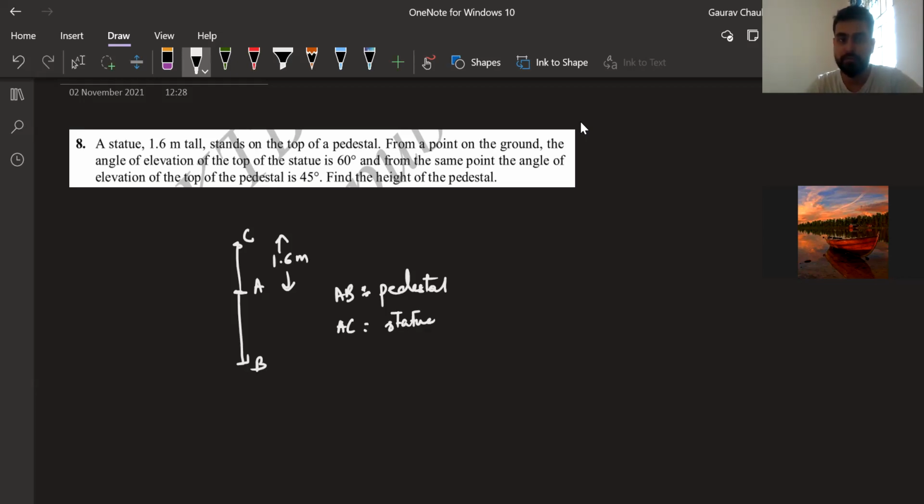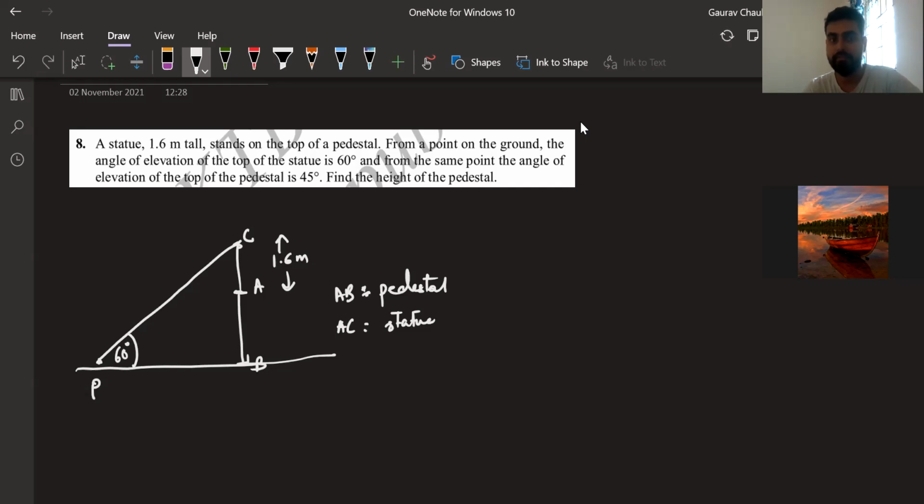Now, from a point on the ground, obviously there's always a point on the ground from where we are looking, the angle of elevation of the top of the statue, which means C is the top of the statue. So you're looking at C, let's call this point P. This angle of elevation is 60 degrees, all right?